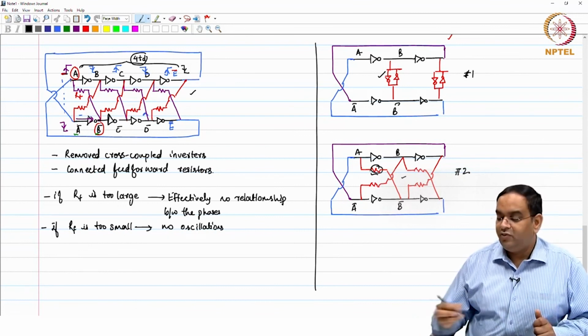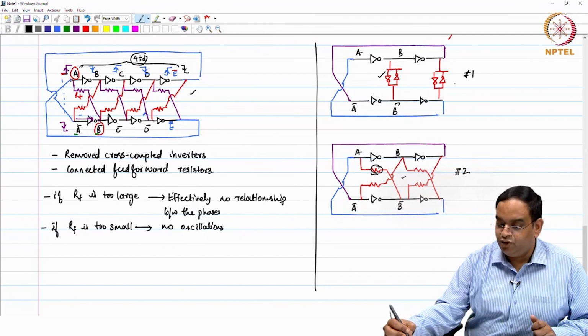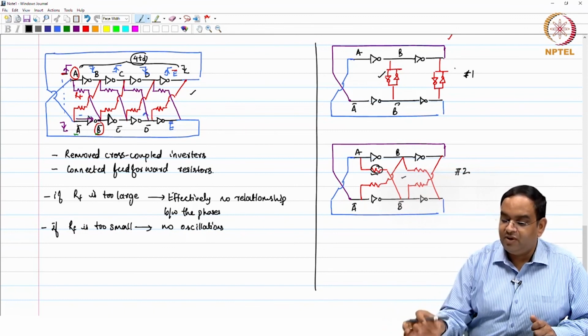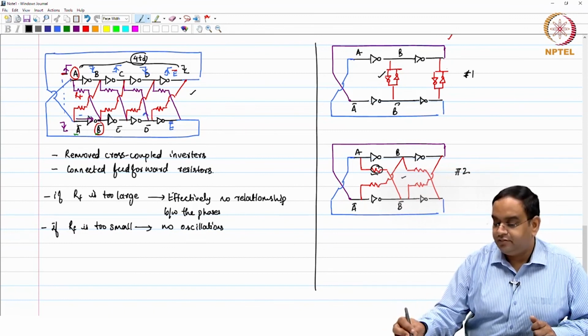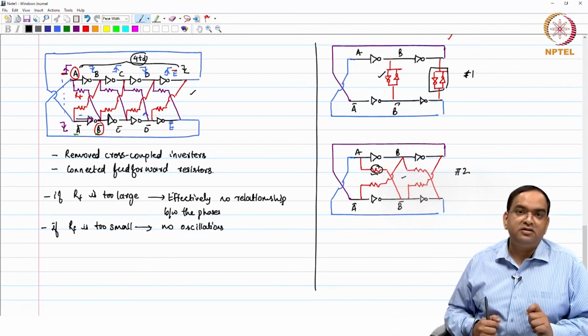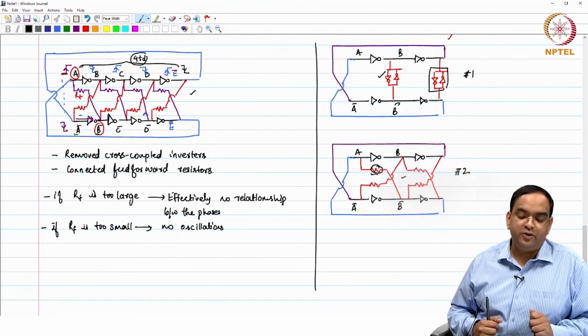So, whenever we would like to use pseudo differential ring oscillator with the minimum number of stages, whether you want or not, using the cross coupled inverter is the only choice which you have. Okay. Thank you.